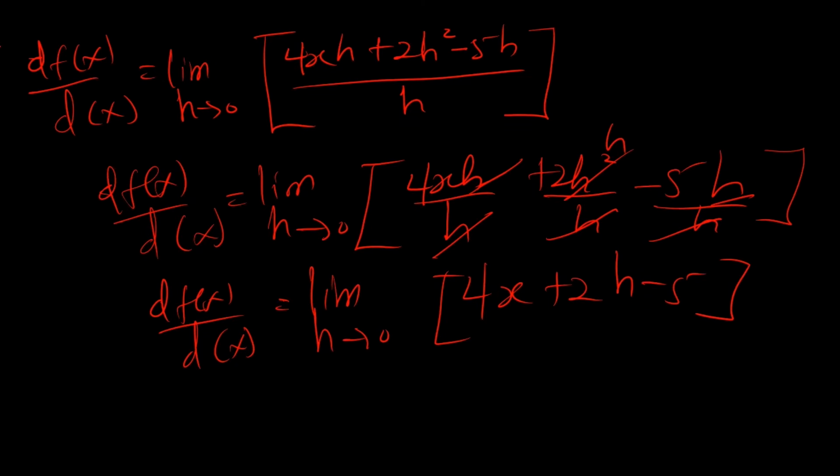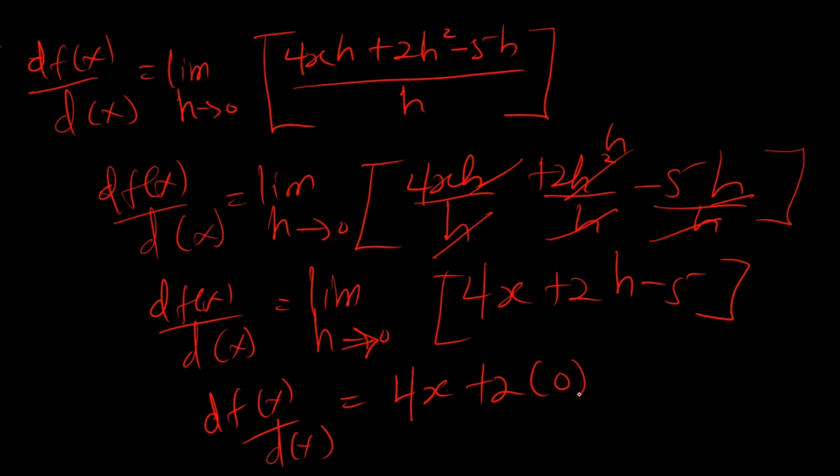Okay, so when we are at this point, then we evaluate our limits. So f prime of x will be equal to, and we put in the 0. Wherever we find h, we put in 0. 4x plus 2 times 0 minus 5. This will go to 0. So it will be left with 4x and negative 5. So f prime of x, that function, will give us 4x minus 5. So that is that for example 1.